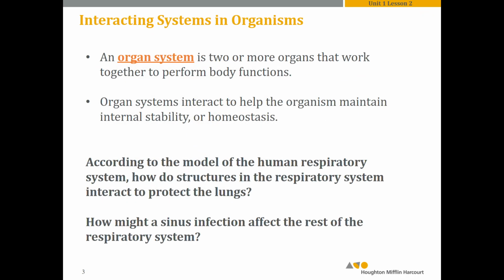So what is an organ system? An organ system is two or more organs that work together to perform body functions. Different organ systems interact with each other to maintain the internal stability or homeostasis. So if we think about the different organ systems in the human body, like respiratory system, digestive system, circulatory system, these different systems interact with each other to maintain homeostasis of the body.